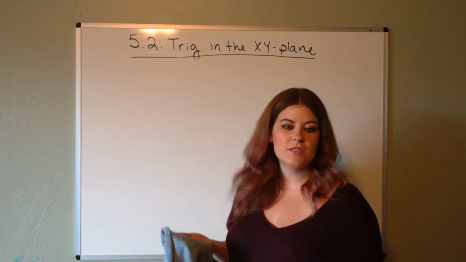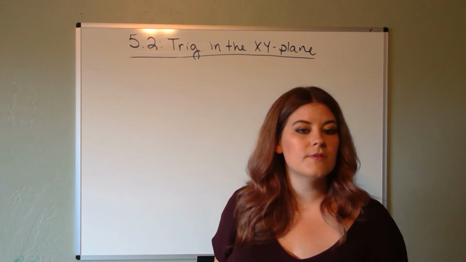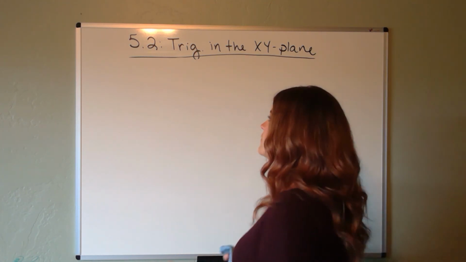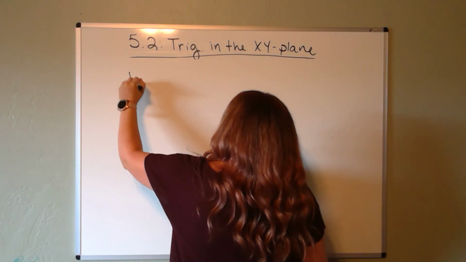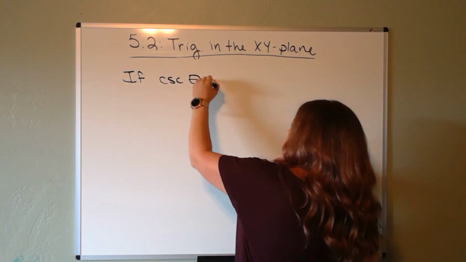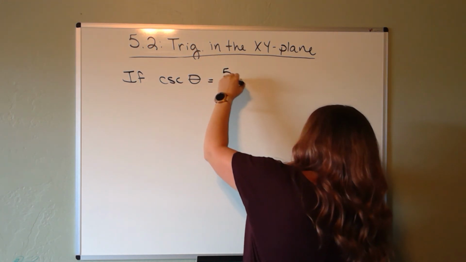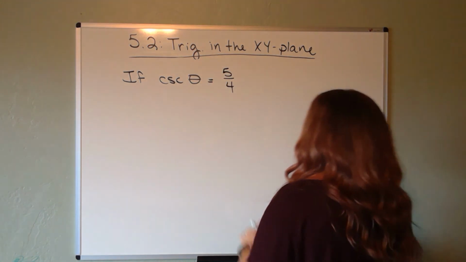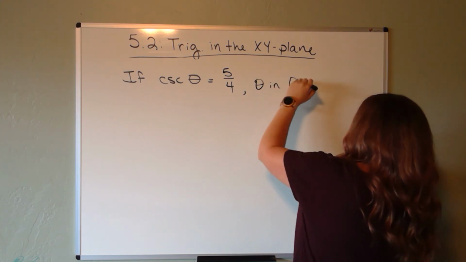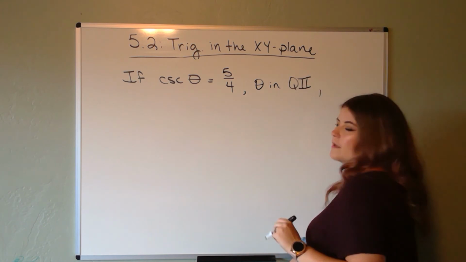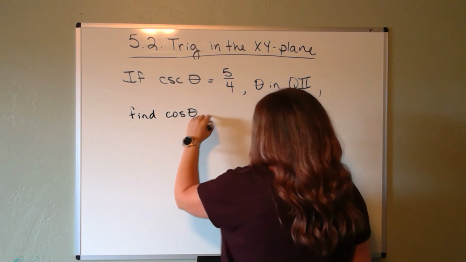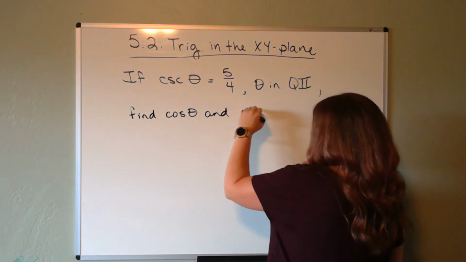So before I let you go, that one gave us a cosine. It gave us an x and r. What if it gave you one of the more obscure ones? Maybe it gave you cosecant. So if cosecant theta equals 5/4 and theta lies in quadrant 2, find cosine and cotangent.